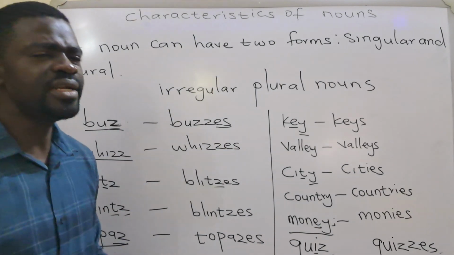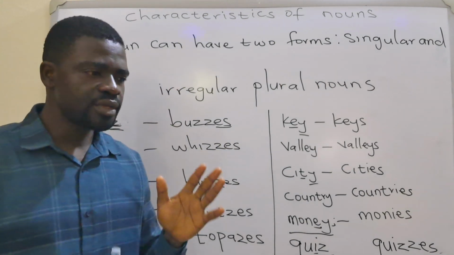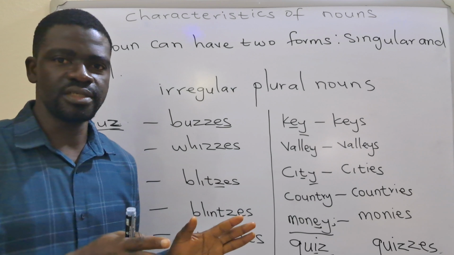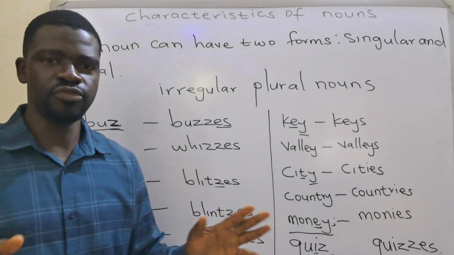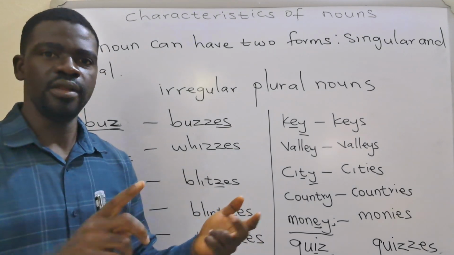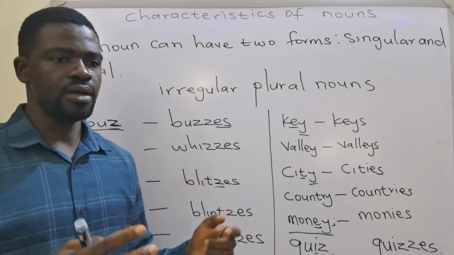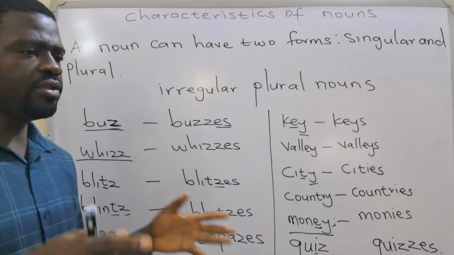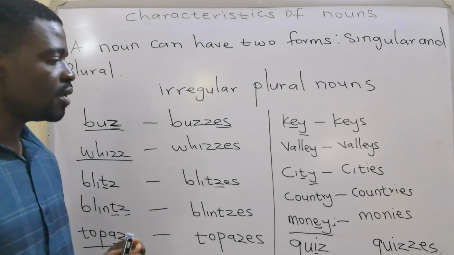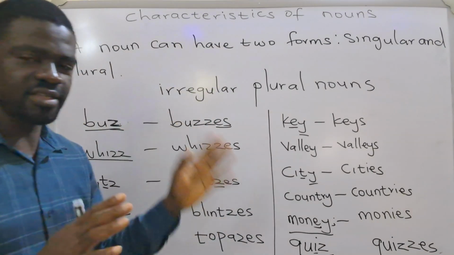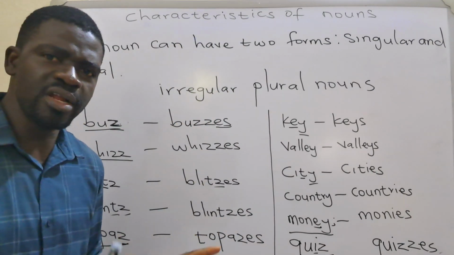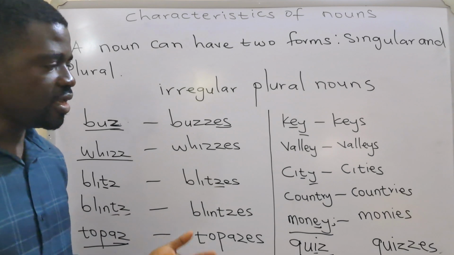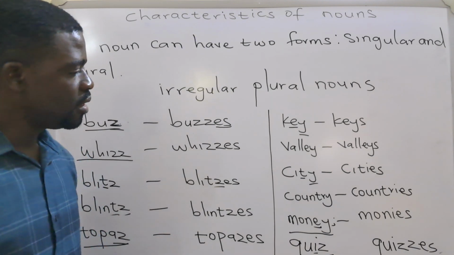And when will you use monies? Maybe you have different currencies from different countries. Say you have a dollar, naira, pounds, cedis. So these are different currencies or different monies. Monies of the world, different monies of the world. Maybe you want to use monies in that context. It can carry a plural.